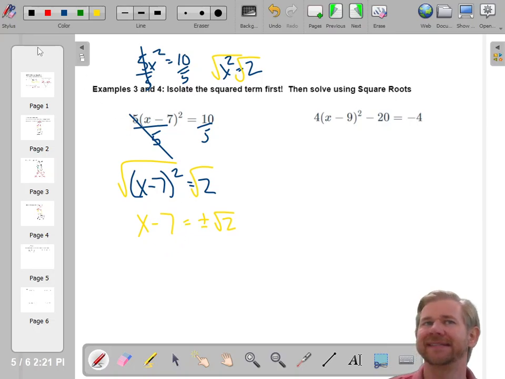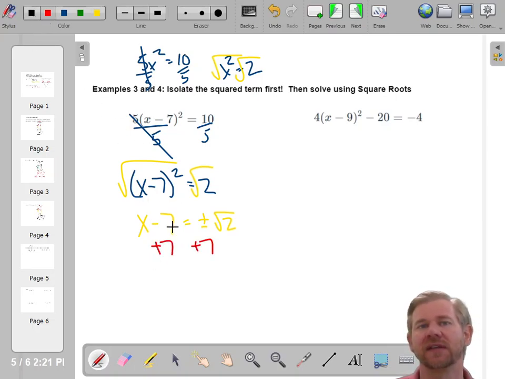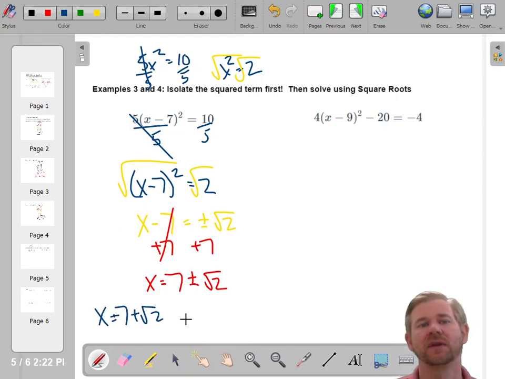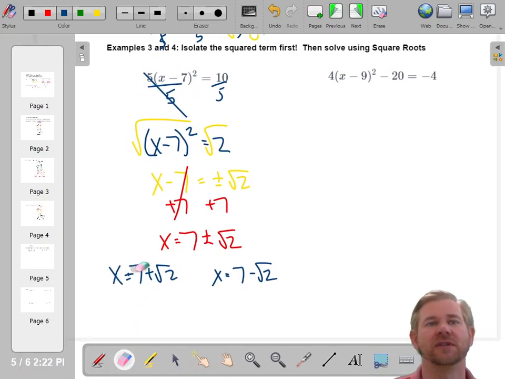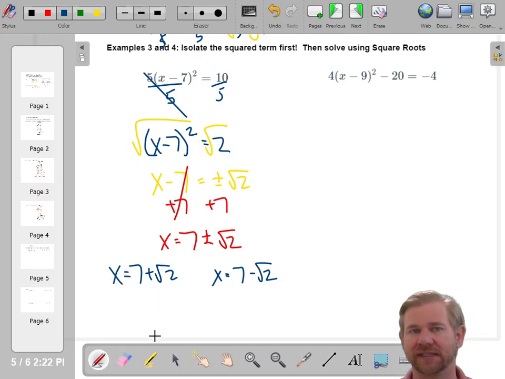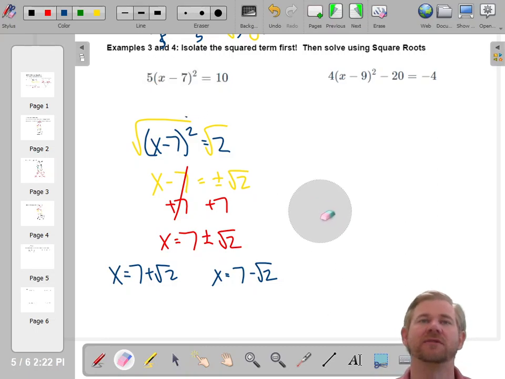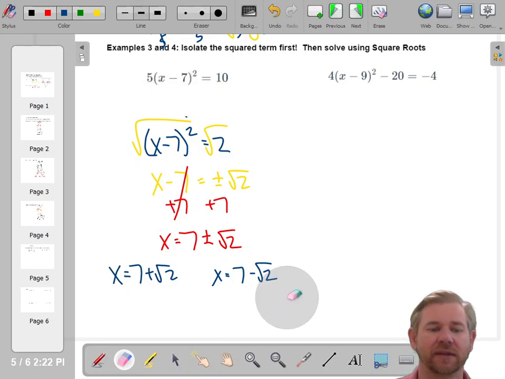But we don't have x by itself, and this is where it gets a little funky. We're going to add 7 to both sides, and I want you to write this as a positive 7 plus or minus radical 2. That's two answers. You could think of this as 7 plus radical 2, or you could think of this as 7 minus radical 2. But there are two answers here, and we can write it with a plus or minus. It's just kind of weird at first when you see that. And I want to check this one, because this is important that we understand what's going on here. So where's my calculator?